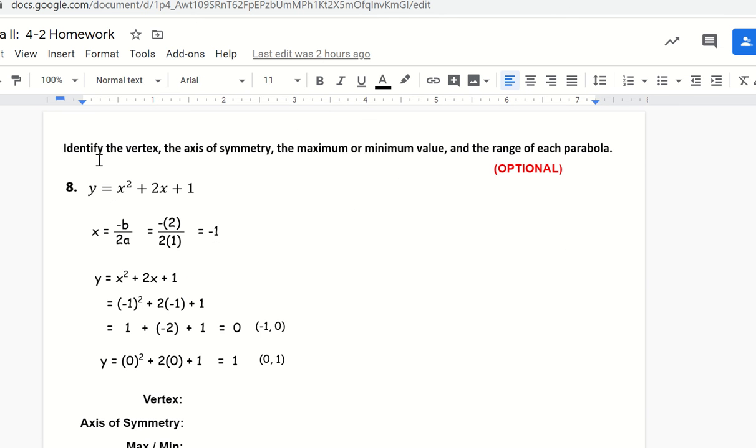Anyway, you'll see. So the first set of directions say identify the vertex, the axis of symmetry, the maximum or minimum value, and the range of each parabola. So I'm going to do a couple of these for free. I'm going to give you a couple freebies here, so you're definitely going to want to stay with me. The finding the range, as in the domain and range, that's optional. Again, I'm picking my battles here in our situation. If you want to find the range, I'll leave it optional to you.